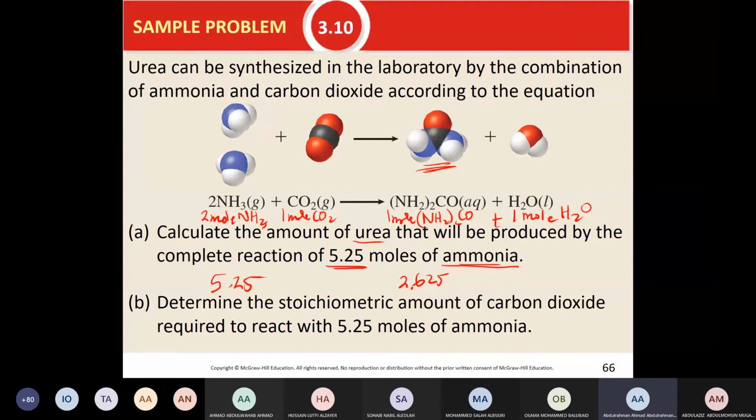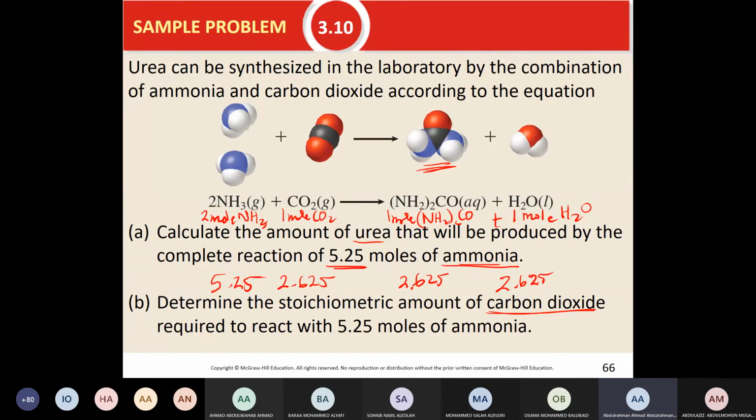Okay, let me ask you another question. How many moles of H2O are you going to produce? 2.625, exactly. Good. Determine the stoichiometric amount of carbon dioxide required for 5.25. If I need 5.25, how much CO2 do I need? It's 2.625. Don't forget this.